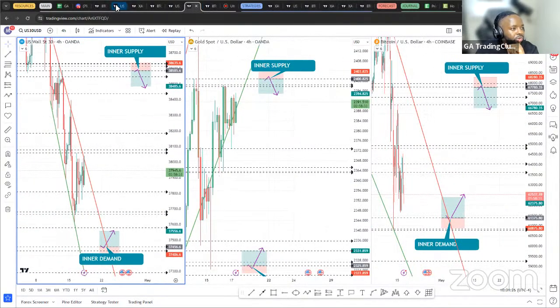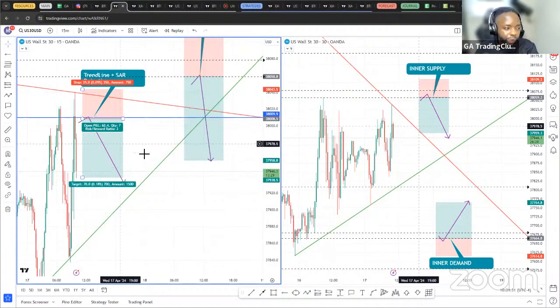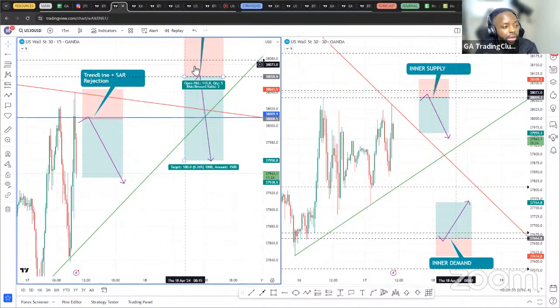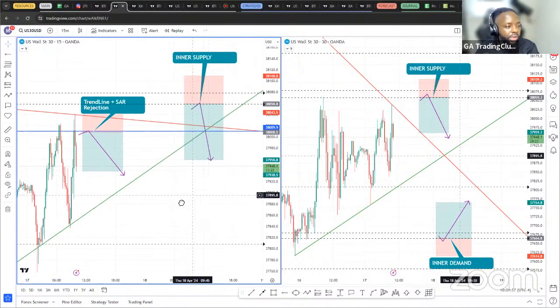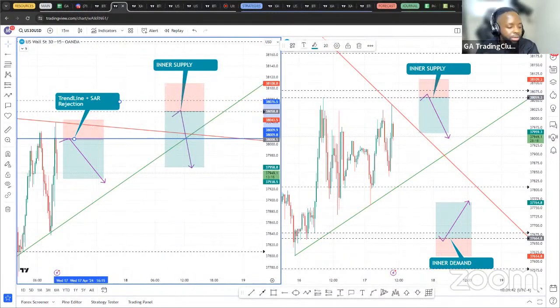So other than that gold trade, possibly the only other trades that we'll get during the live session is this US 30 trend line and SAR rejection, or the hourly sell on US 30, which lines up with this 15-minute sell. But other than that, let me look at this other chart to my left. So nothing for gold buys. Gold also has a 15-minute.